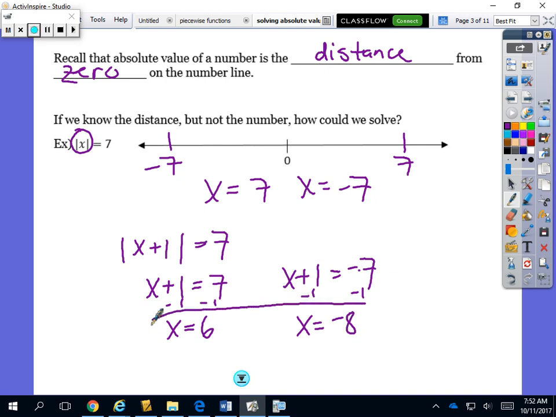So for an absolute value function, because it's the distance on the number line, so it could go in either direction, it will quite often have two solutions. You do want to check your solutions, so I would plug the 6 back in. Up here, 6 plus 1 is 7, the absolute value of 7 is 7. Negative 8 plus 1 is negative 7, the absolute value of negative 7 is 7. So both of those are valid solutions.